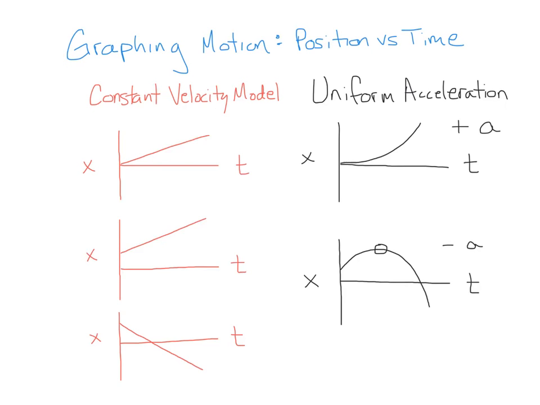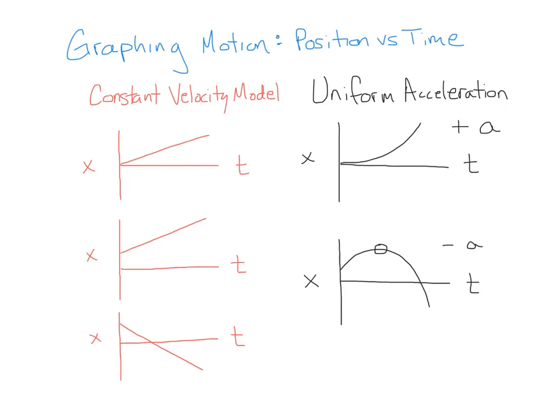So a position versus time graph will be a straight line when we have a constant velocity. It will be a curved line when we have acceleration. And if it's concave up like a smiley face, then that's positive acceleration. And if it's concave down like a frowny face, then that's negative acceleration.